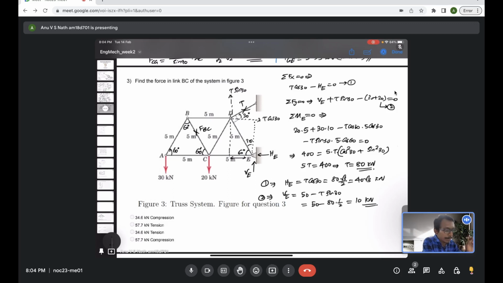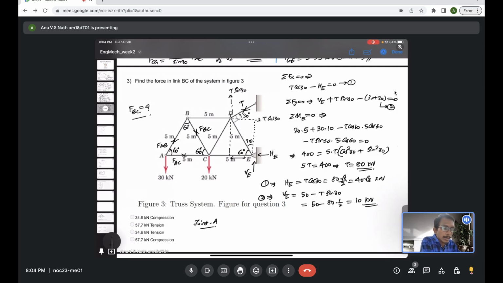Any question? So now we will move to evaluating the internal forces. So let's see first joint A. Start with joint A. Why we are starting with joint A is, joint A has two unknown forces, FAB and FAC. Our objective is to evaluate FBC.